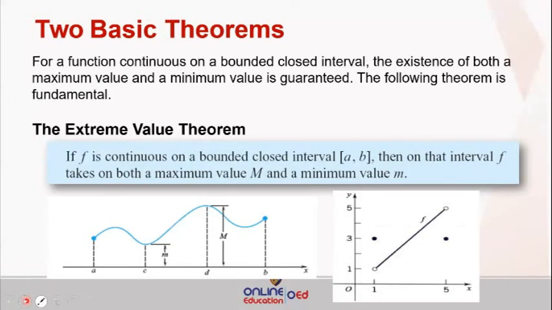For the two basic theorems, we have for a function continuous on a bounded closed interval, the existence of both a maximum value and a minimum value is guaranteed. So the following theorem is fundamental. For the extreme value theorem naman, we have if f is continuous on a bounded closed interval [a, b], then on the interval f takes on both a maximum value of capital M and minimum value of small m. So ito lang yung pinapakita natin. We have the small m for the minimum value. Ito siya, kung hanggang saan lang yung pinaka-mababang value natin. And for the maximum value, which is yung capital M natin, dito. So nagbe-base tayo sa approach ng graph natin.